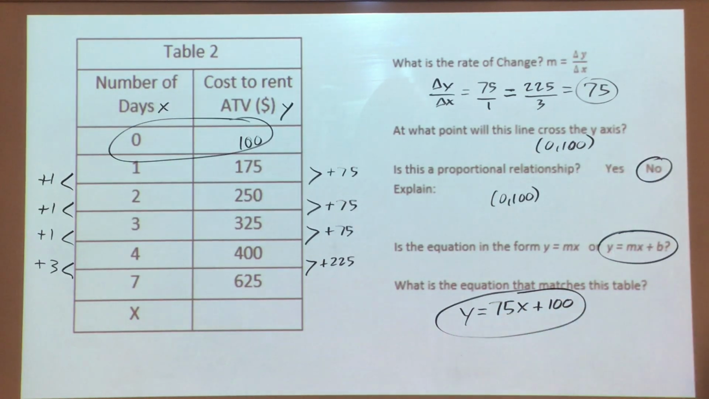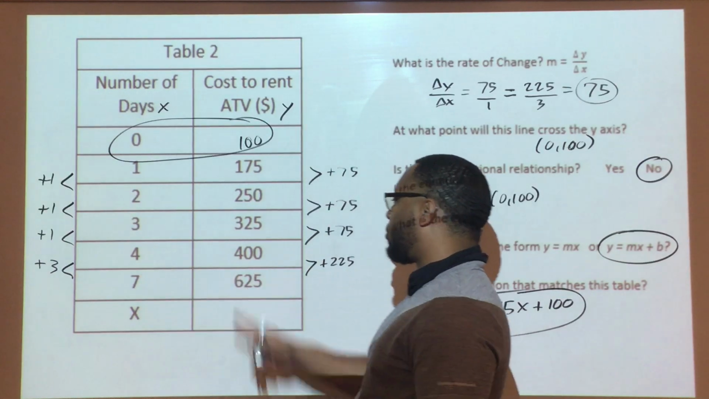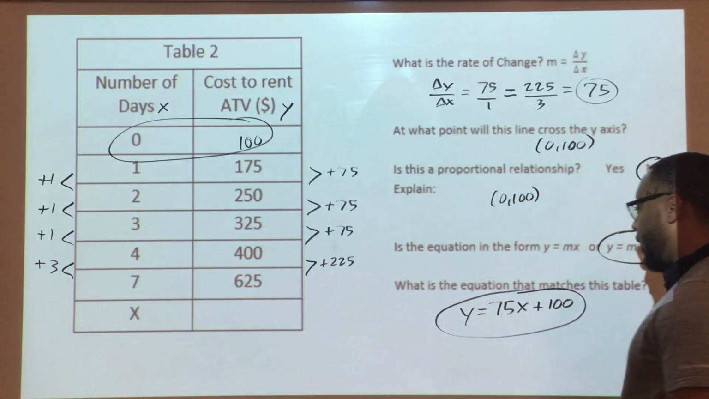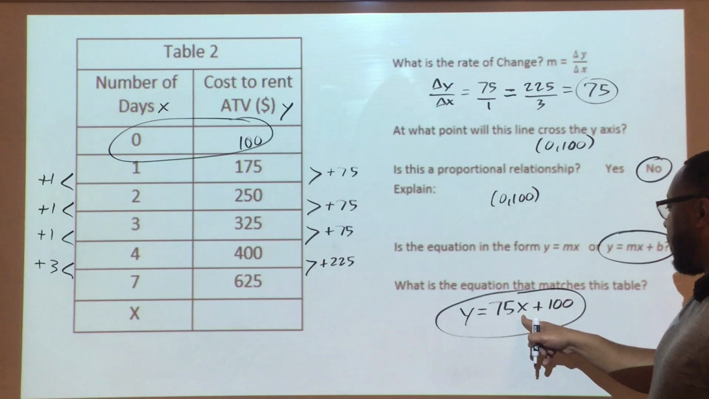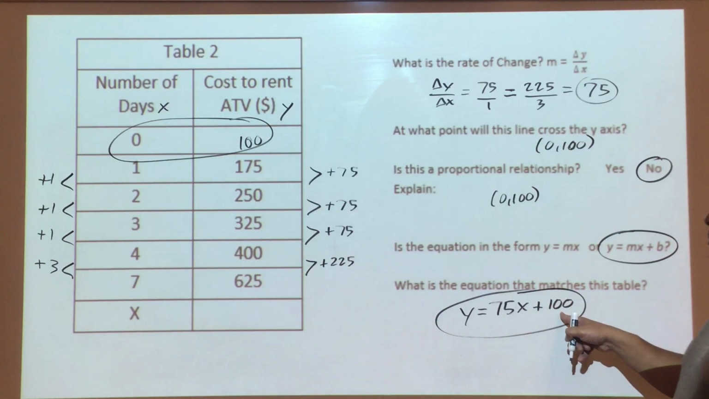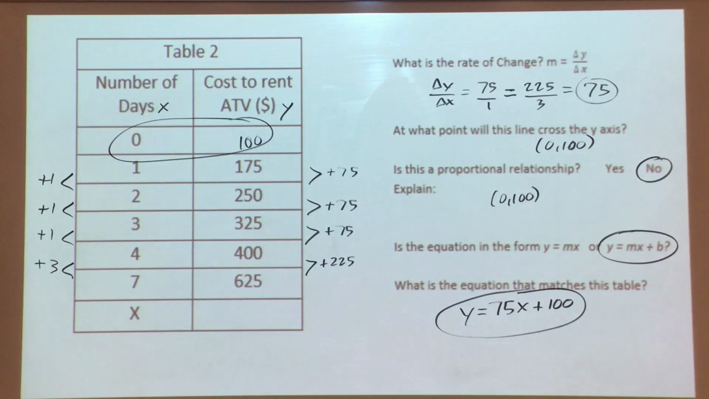And again, I can test this out, and I want you to test it yourself. The table says that if you plug a 4 in for x, you should get 400. Well, let's calculate that. If you plug a 4 in here and you add 100, you get 400. That would mean that 75 times 4 is going to give me 300, and 300 plus 100 is going to give me 400.